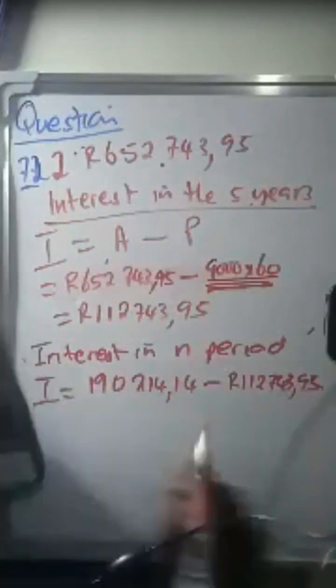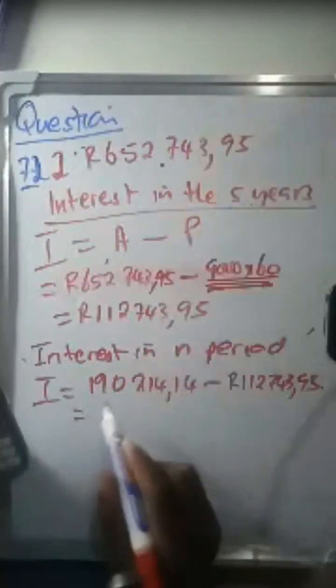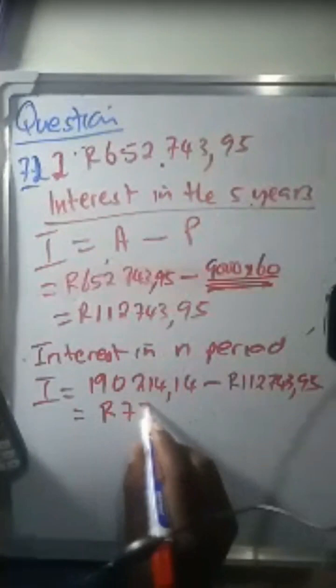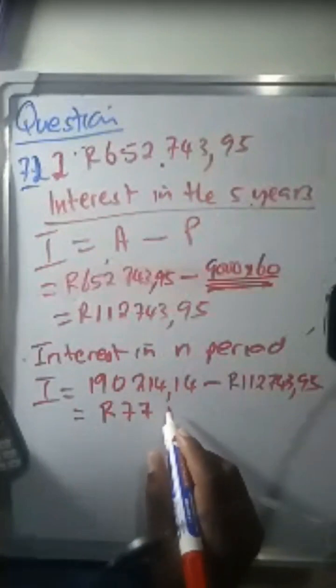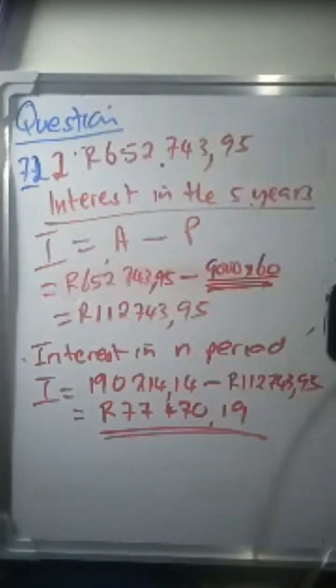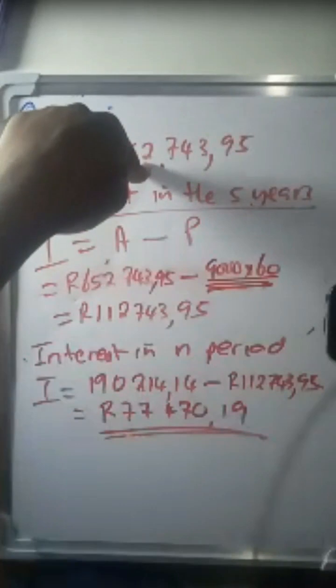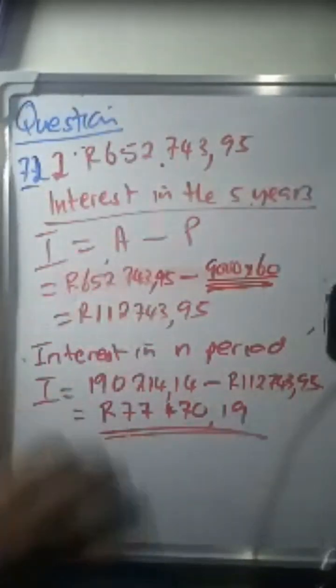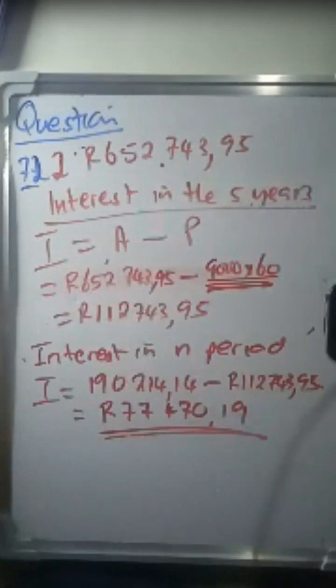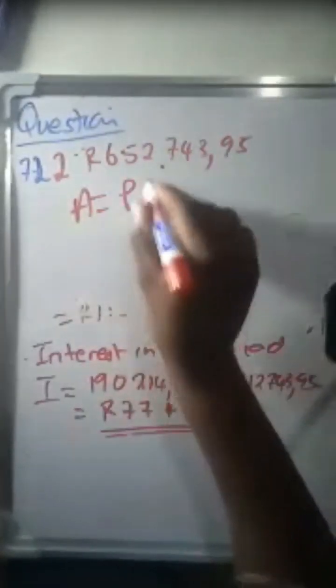112,743.95. Okay. Now we get that in the n period, after this one was left for n periods, the interest that was earned is 77,470.19. That was the interest that was earned in n periods. Okay. So now that we know the interest, we know that this was left out to earn this interest. So now, in order to get A, the accumulated amount, it is going to be the principal amount plus the interest.